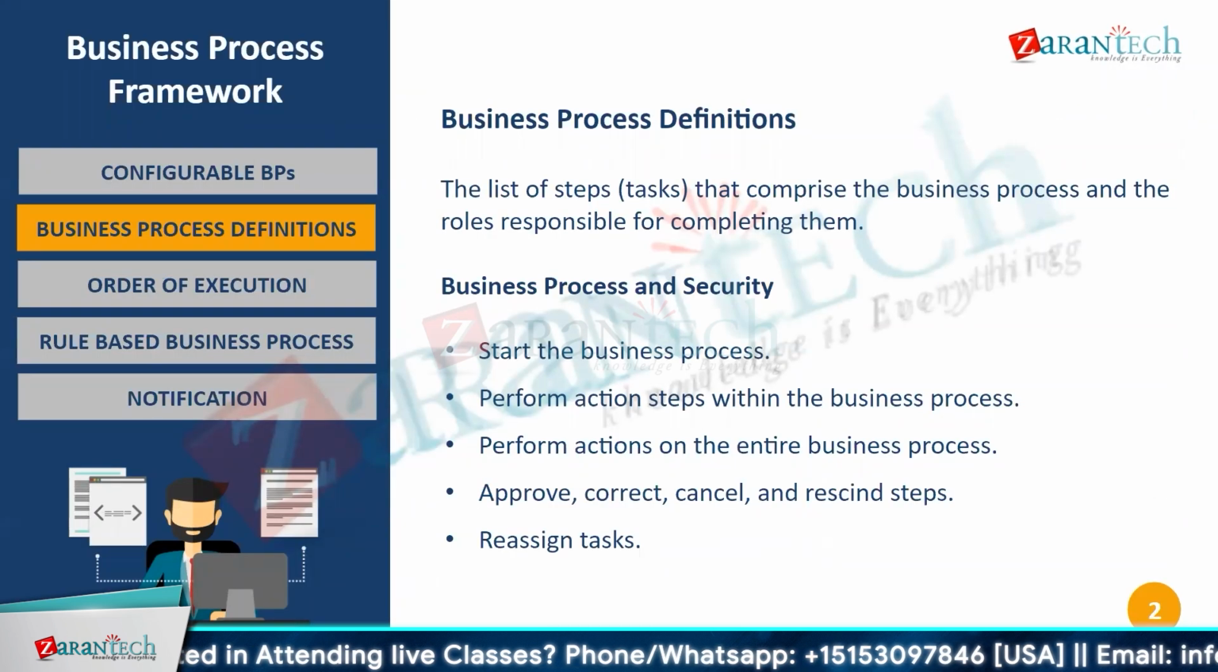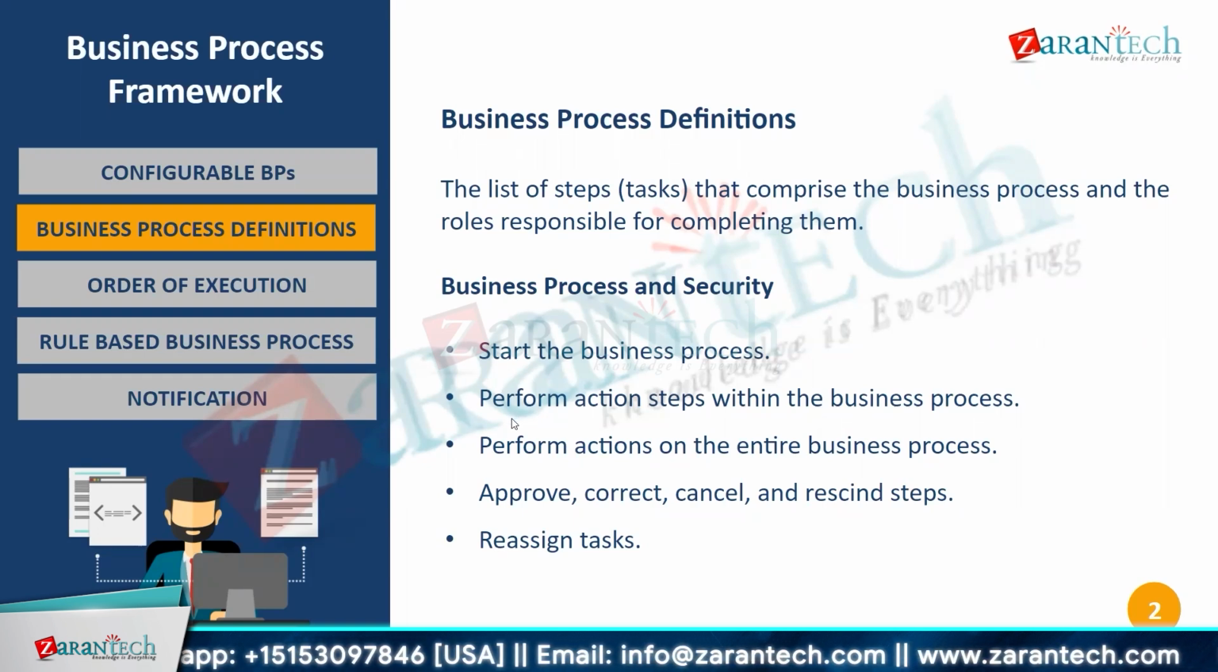So business process definitions: the list of steps or tasks that comprise the business process and the roles responsible for completing them. Business process and security: who can start the business process, who can perform action steps within the business process, who can perform actions on the entire business process, who can approve, correct, cancel, and rescind steps, and who can reassign tasks.